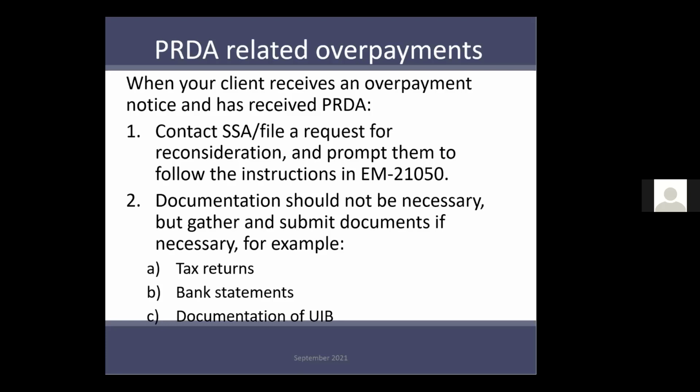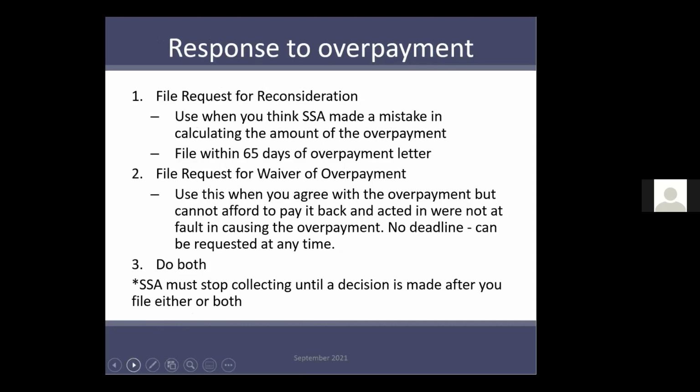And then, like we talked about, in addition to filing an appeal, documentation should not be necessary based on the way that Social Security wrote their guidance, unless the allegations are unreasonable. But it's always good to gather and submit documents if you've got them. It just makes it a little bit easier. So it listed there a lot of the documentation that we've already talked about. And with that, I'm going to pass it back over to Kate to talk more about responses to overpayments. If folks have more questions, please feel free to put them in the chat.